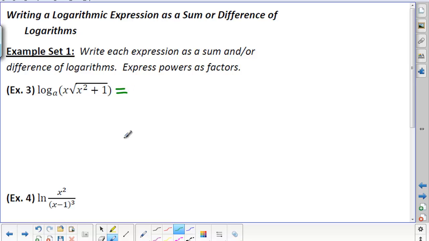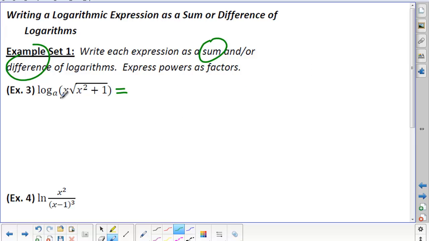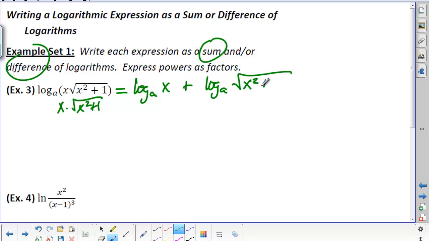And so we want to rewrite this as a sum or difference of logarithms. Okay, the only property that really does that is these two, those 3 and 4 that we just looked at. And so here's x times that square root of x squared plus 1 inside a logarithm. So we can rewrite this as two separate logarithms separated by a sum.